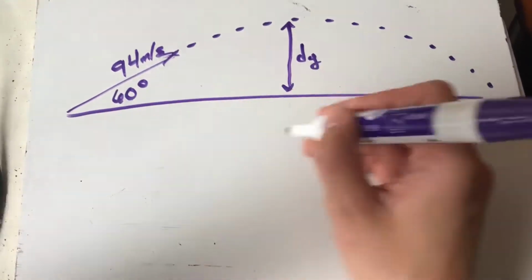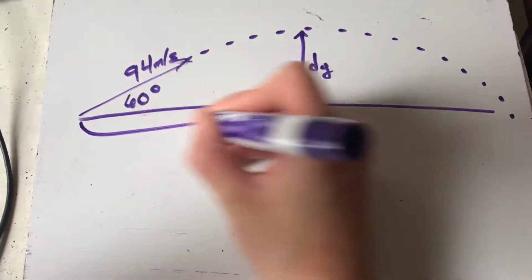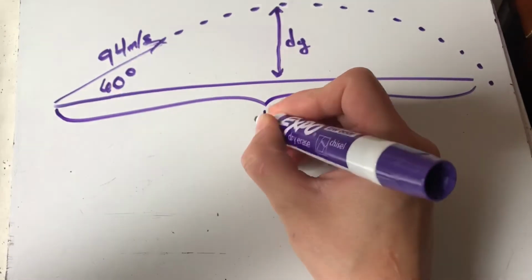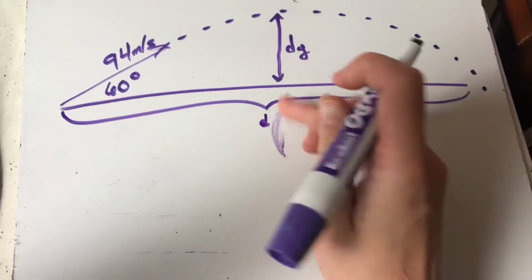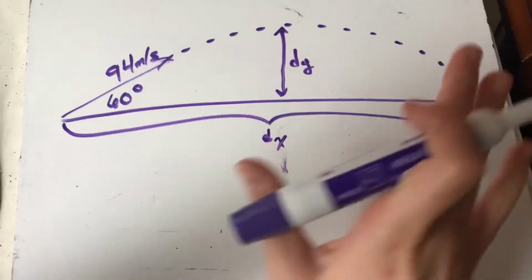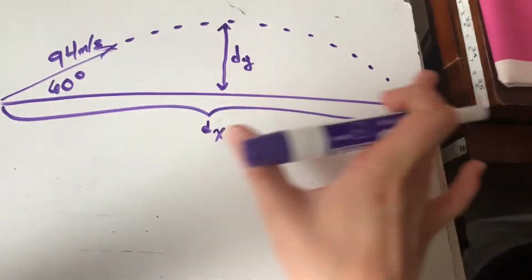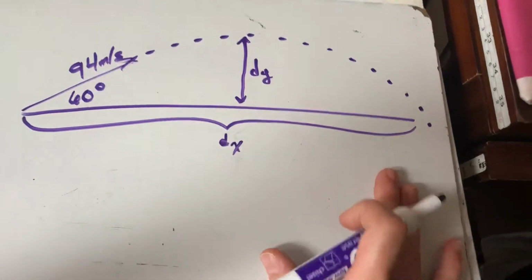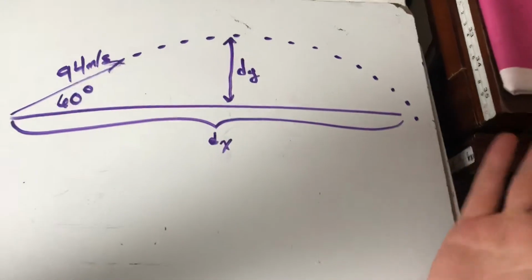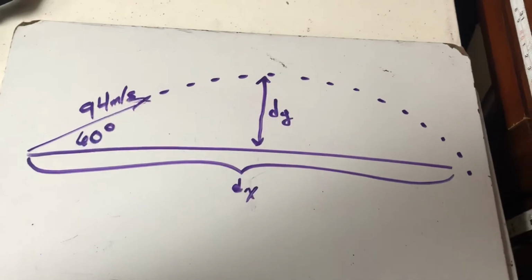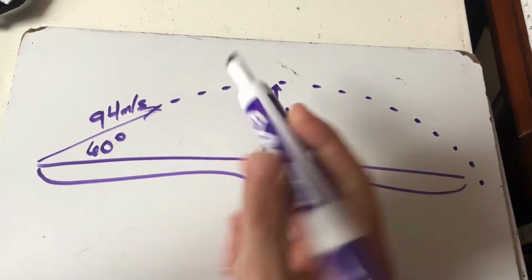So what this is going to be asking for is your total horizontal displacement. We can call that dx. So both of these are distance problems, and to find them, we're going to want to find the time and then use the distance equations for that. And the best thing you can do is to start by finding your components.